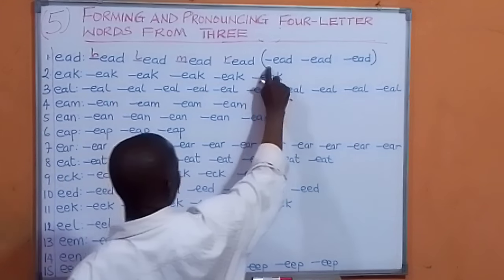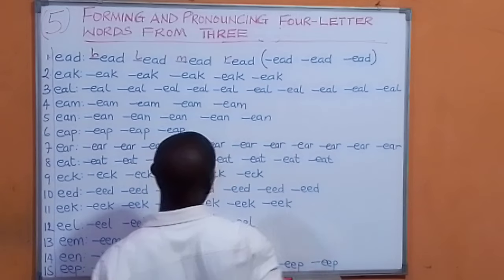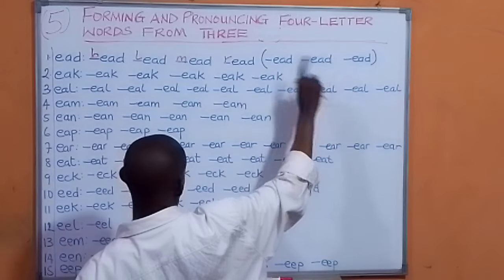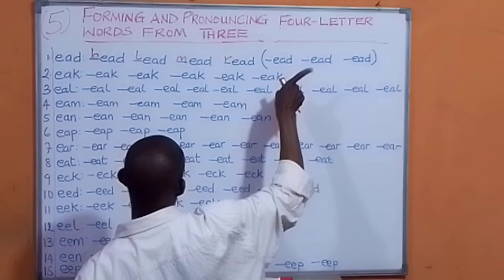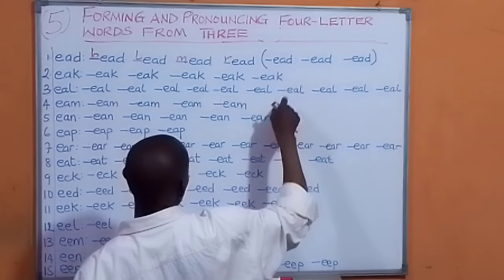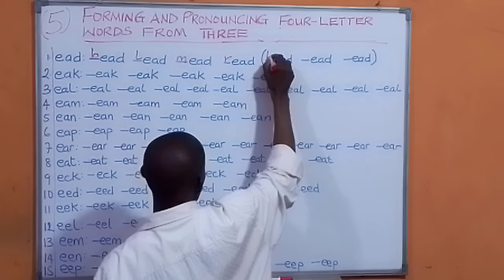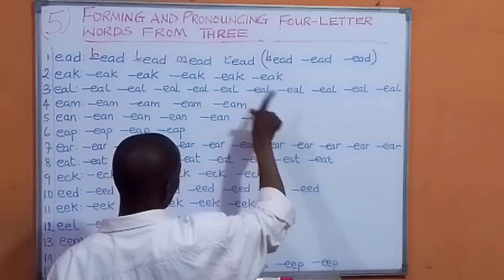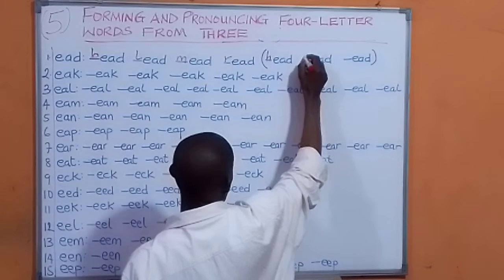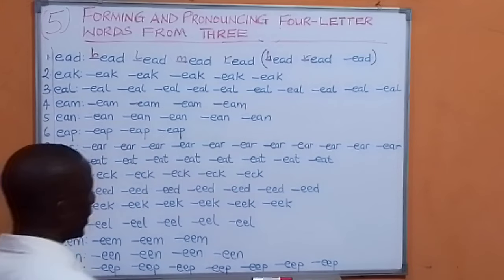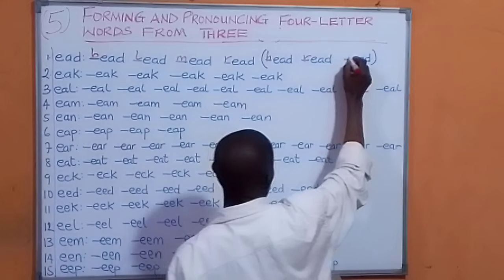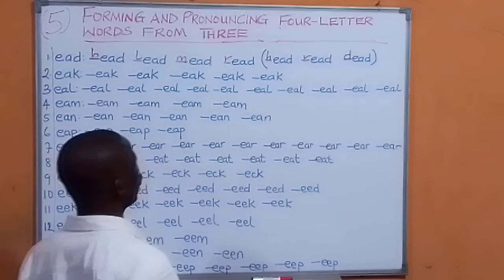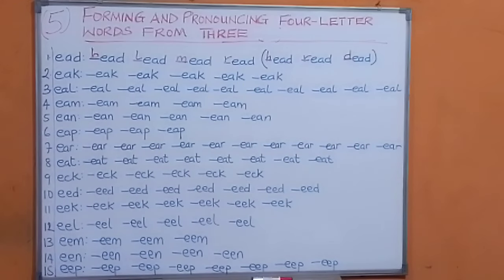However, let's see here, that's why we put that in bracket, because it's going to have a slightly different sound. Like if we put H here, it will not be heed, it will be head. That's the English word. Here, if we put R, it will be red. And when we put D there, it will be dead.